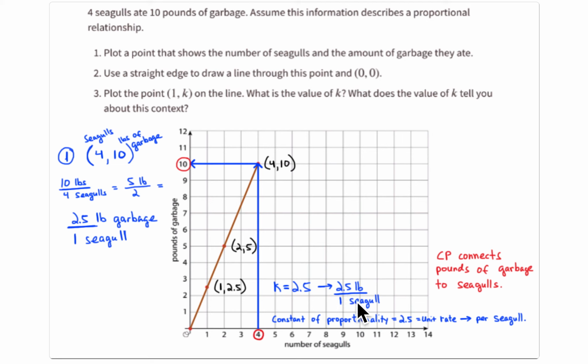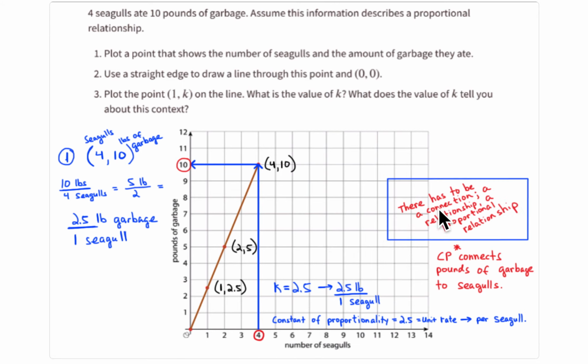There has to be a connection between the two properties if it's a proportional relationship. So there has to be a connection, a relationship, and that relationship is, in this case, a proportional relationship.